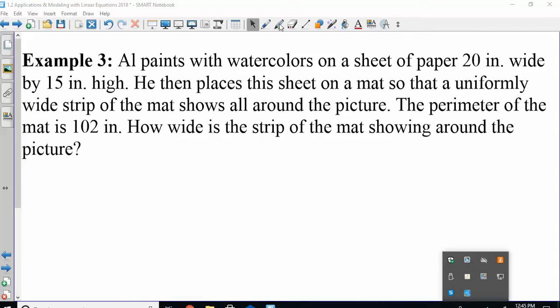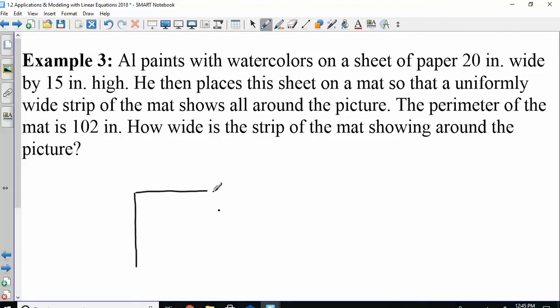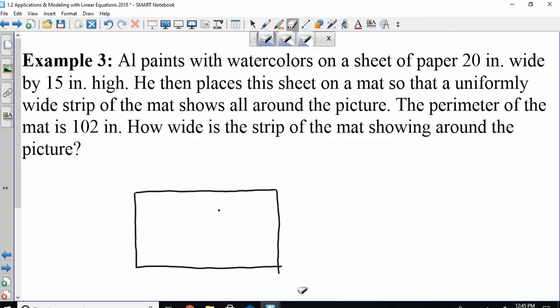Al paints with watercolors on a sheet of paper 20 inches wide by 15 inches high. So if I start by drawing that. Alright, there's my piece of paper. This is 20 inches, this is 15 inches. He then places this sheet on a mat so that a uniformly wide strip of the mat shows all around the picture. What does that mean?